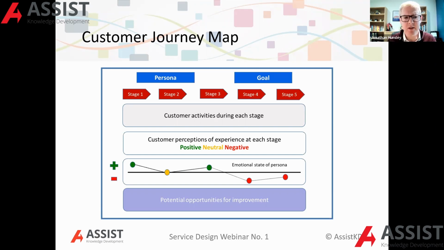The final thing that I just want to mention with the customer journey map is that it helps you to identify potential opportunities for improvement. So you're not mapping this for the sake of mapping it, you're doing it with a view of how do we improve the service that this customer is engaged with. So let's have a look at an example. I've moved forward too quickly.